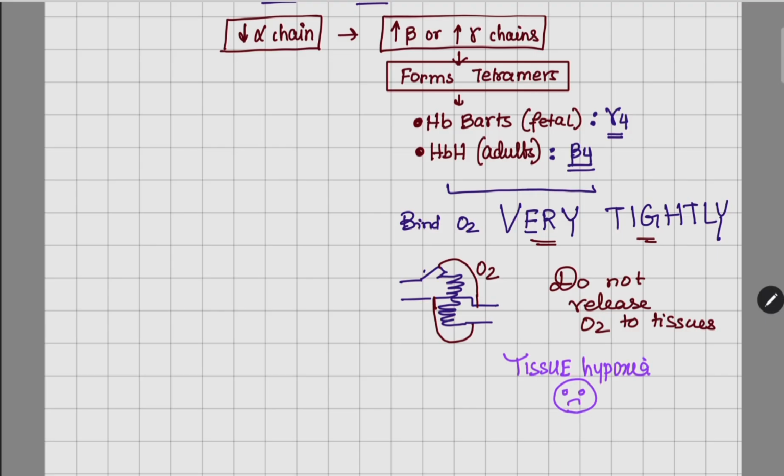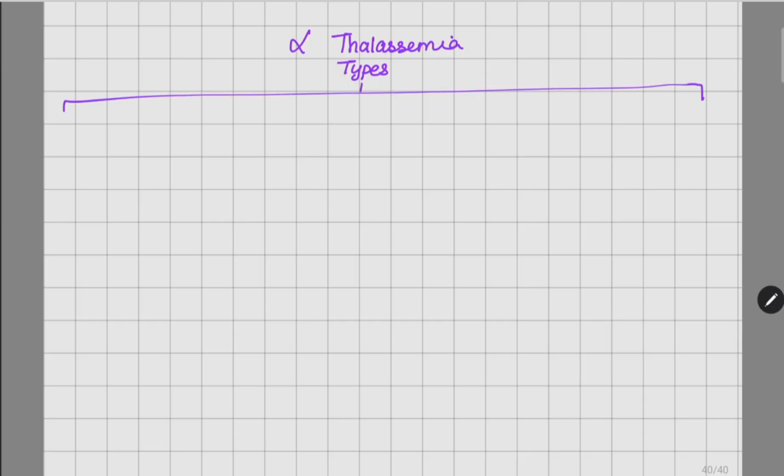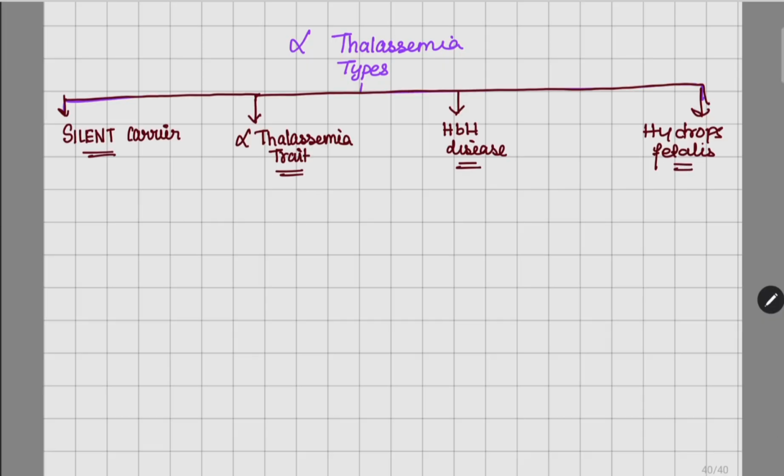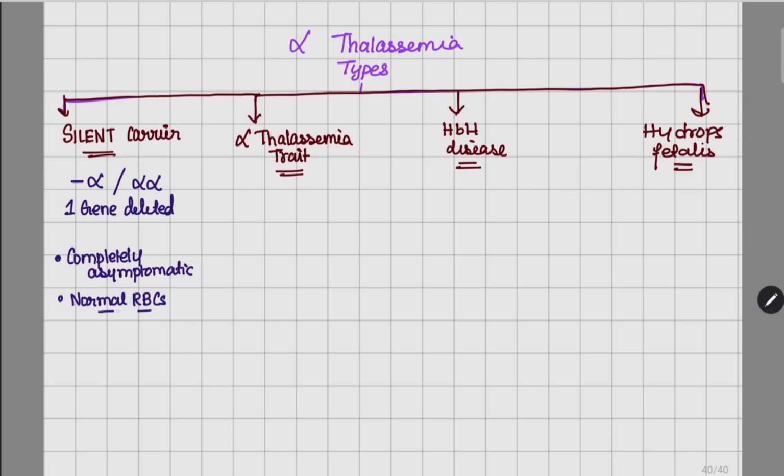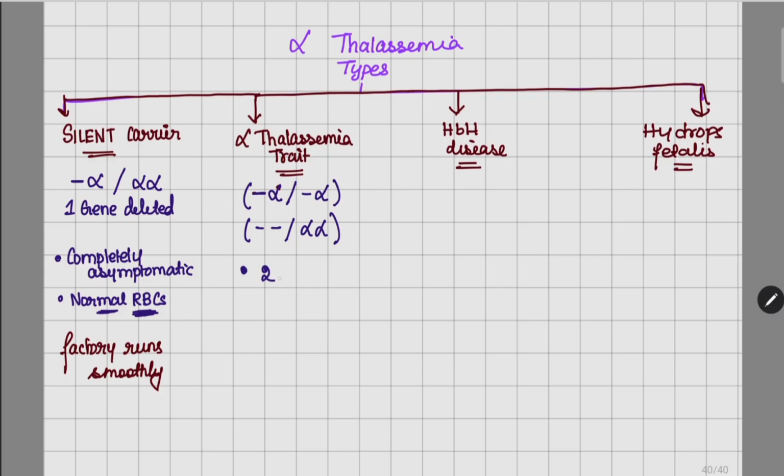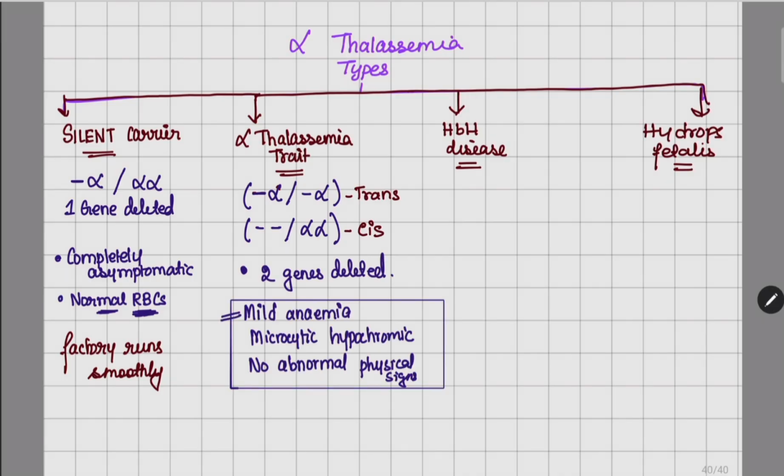Now let's look into the types of alpha thalassemias. There are 4 types. The first one is the silent carrier. In this type of defect, only one gene is deleted and hence it is completely asymptomatic. It has normal RBCs and the factory runs smoothly. The next type is alpha thalassemia trait. In this defect, 2 genes are deleted and it can be either of the cis type or of the trans type. This one shows mild anemia which can be of microcytic hypochromic type and it shows no abnormal physical signs. The next one is hemoglobin H disease.